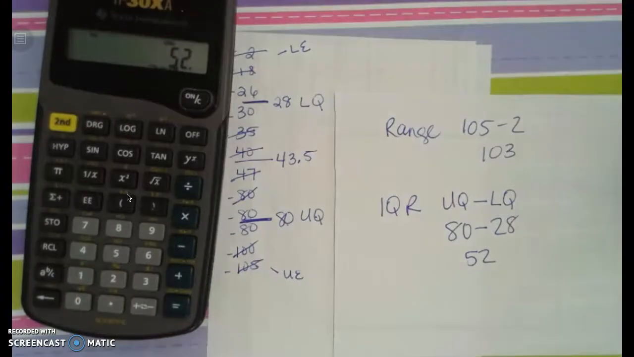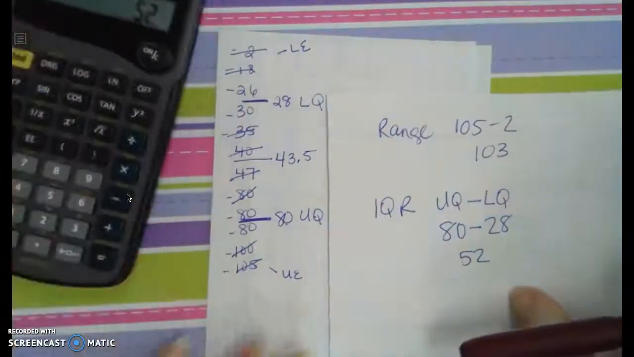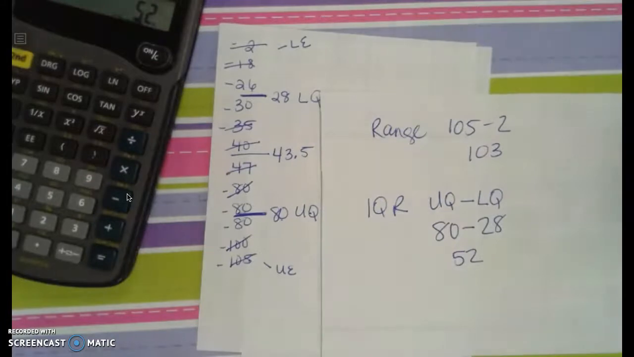So you got quartiles and you got extremes, and then I added in range and interquartile range.